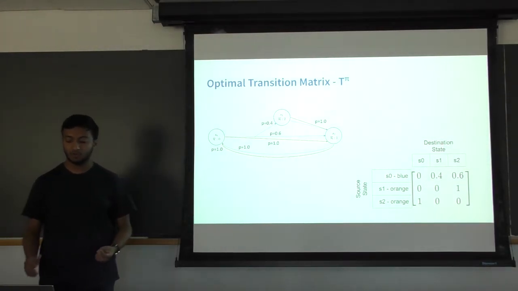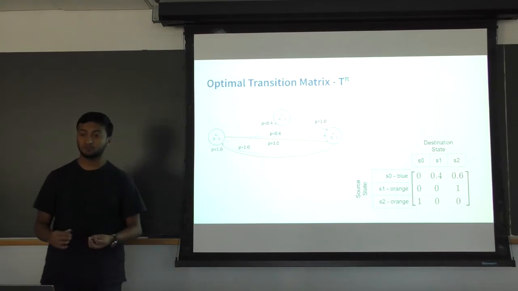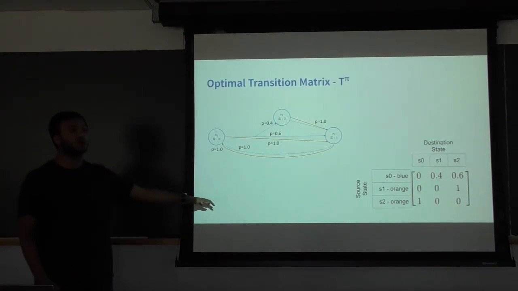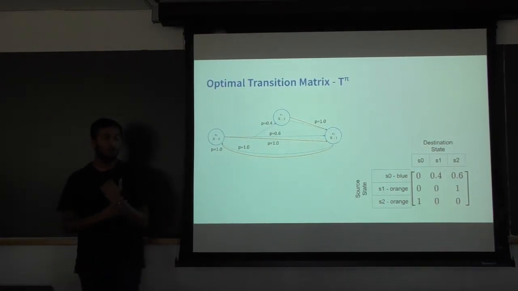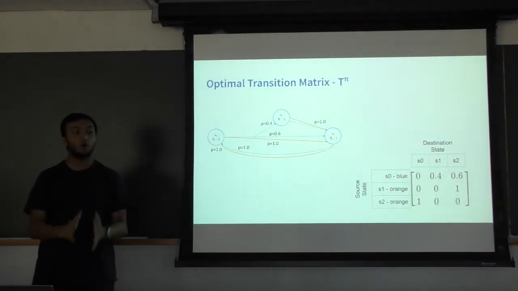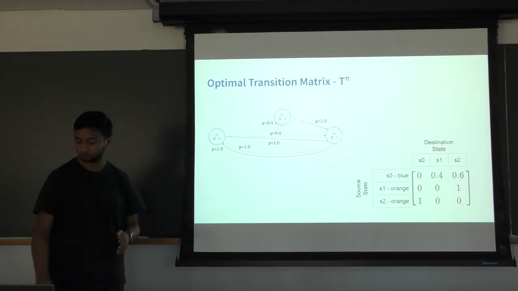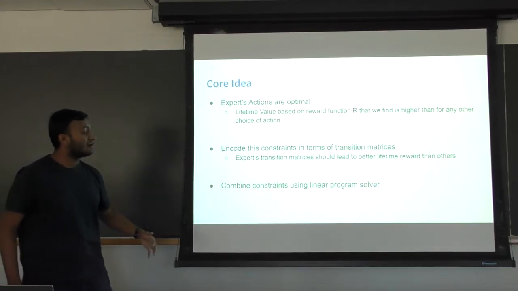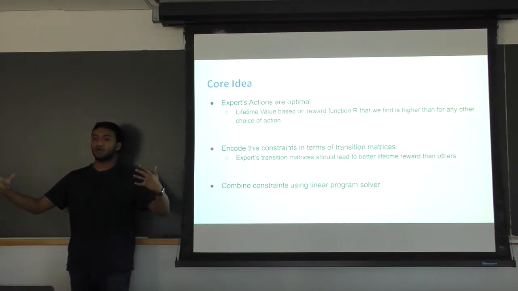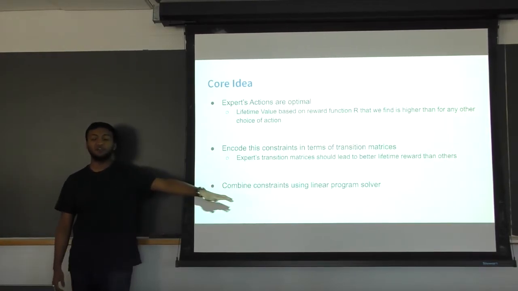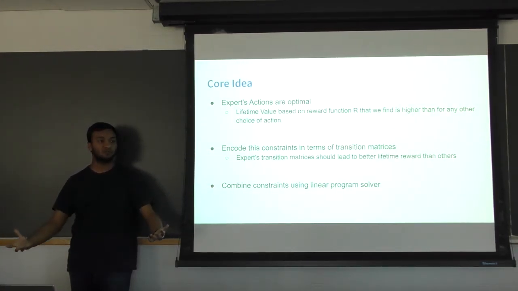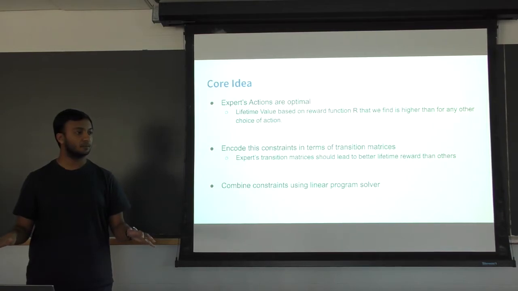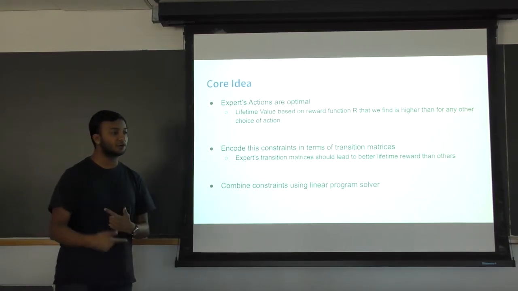So we want to formulate some sort of algorithm, some sort of set of constraints, which enforces the fact that the optimal actions should always be better than the non-optimal actions. This is where the strong expert assumption comes in, where we are assuming that the expert is necessarily always optimal compared to other actions. And ultimately, once we have all these constraints on what a reward function should be, we can combine them using a linear program solver and ultimately recover some sort of reward function that maps well to what the expert's actions are. Questions about that idea? Cool. So we'll go into the algorithm from here.